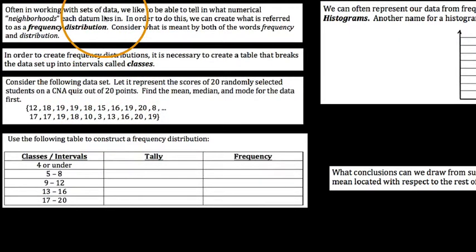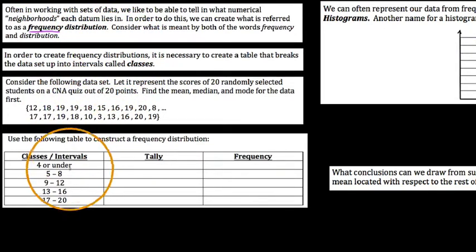Okay, so when we work with sets of data, we often like to be able to tell what numerical, and I use a word here, neighborhoods each datum lies in. But in order to do this, we create what is referred to as a frequency distribution. So recall the word frequency: how frequent something is, how often it occurs, and how it's distributed.